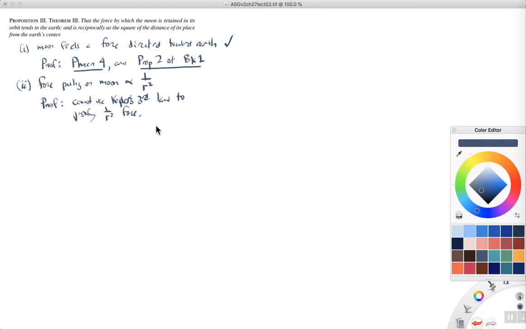There was one moon, so he could not use Kepler's third law to justify a 1/r² force. So how does he do this? Well, he invokes something that we did not study. He mentions that, so he can't use this, but what he can use is the fact that the apogees of the moon are stationary.